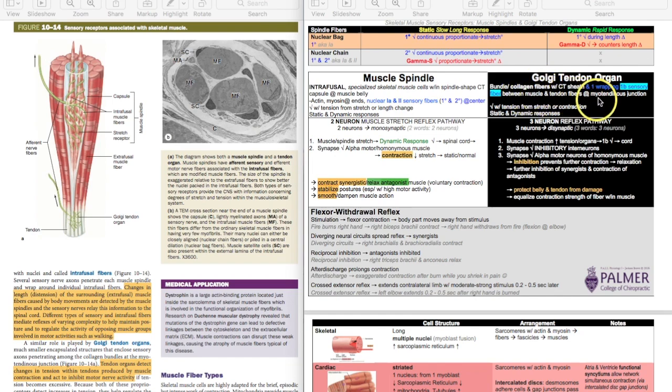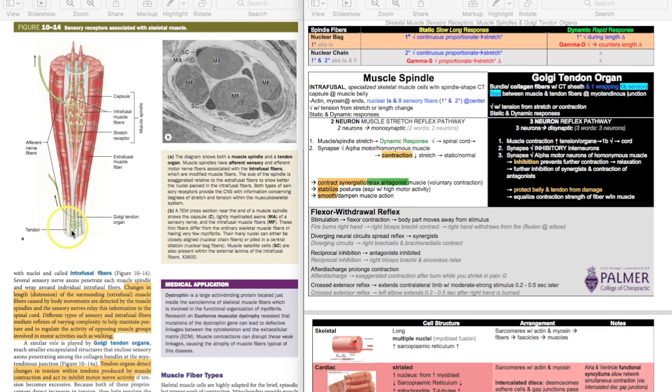They're located at the myotendinous junction. That's very different and easy to distinguish from muscle spindles, which are located in the muscle belly. This picture over here shows the Golgi tendon organ at what you could imagine as the muscle-tendon junction. Okay, the size is all out of whack on this picture though. It's showing that this muscle spindle is proportionally way too big.